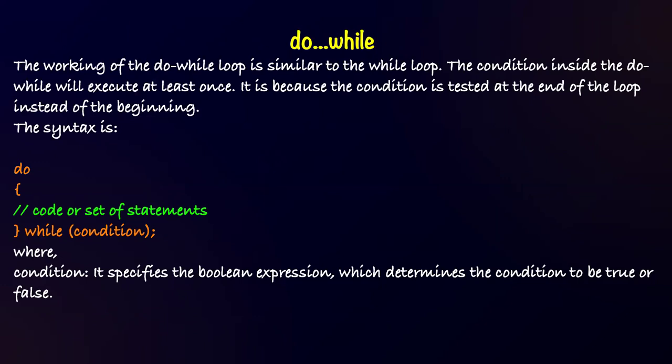What is the do while loop? The working of the do while loop is similar to the while loop, which is why the name is also similar. The body of the do while will execute at least once, because the condition is tested at the end of the loop instead of the beginning. Don't worry if you don't understand the meaning, I'll explain. The syntax is: do, then give the curly braces, and outside the braces, write while and the condition.